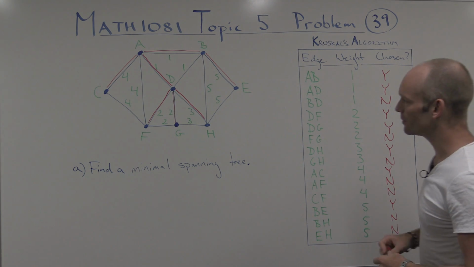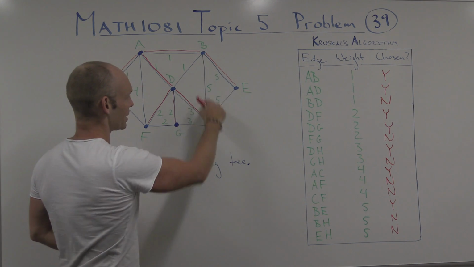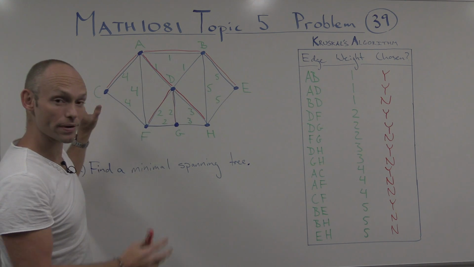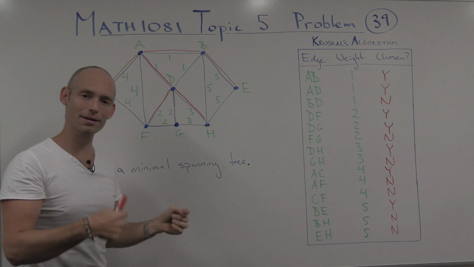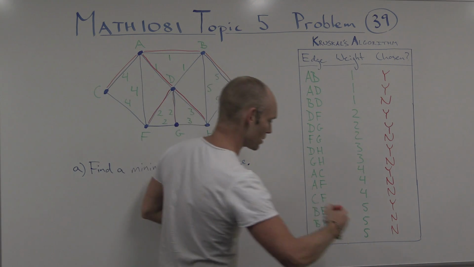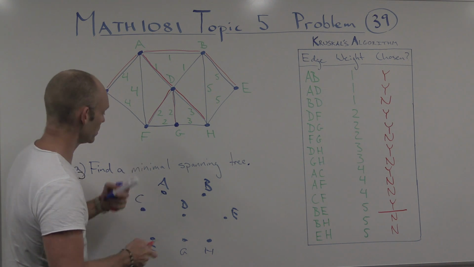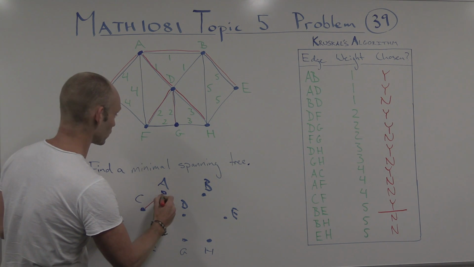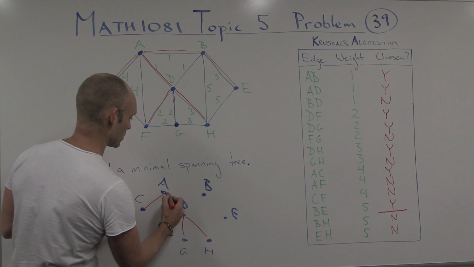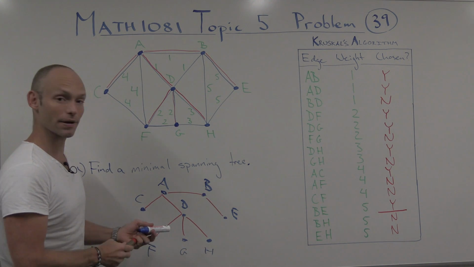Okay, in fact, we didn't even need to consider whether we needed to add BH or BE, because if you look at the red lines here, we already have a spanning tree, so we can't actually add any more edges, because then we'd get a cycle somewhere. So we could actually have stopped right there. And the spanning tree will look like this if we look at what we have. And there we have the answer to this part of the problem.